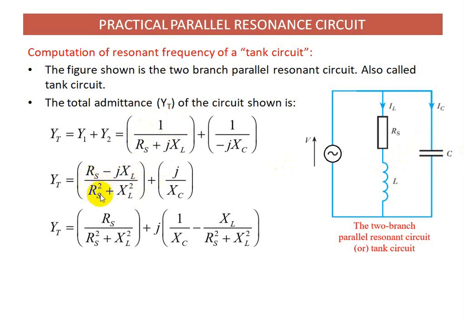in the denominator we get Rs square plus XL square, plus, if you take this j to the numerator, we'll get j by XC. So YT, total admittance, can be written as, so you separate the real part and imaginary part, so we get Rs divided by Rs square plus XL square plus the imaginary part is j into 1 by XC minus XL by Rs square plus XL whole square.